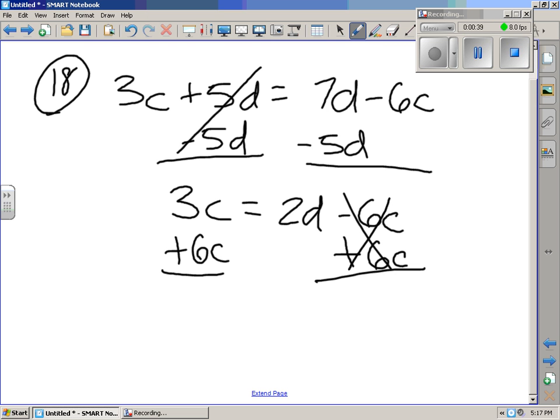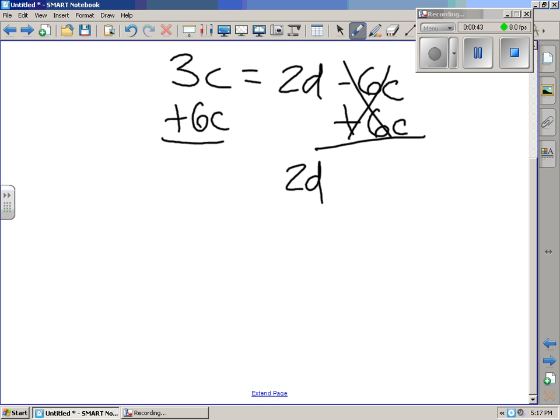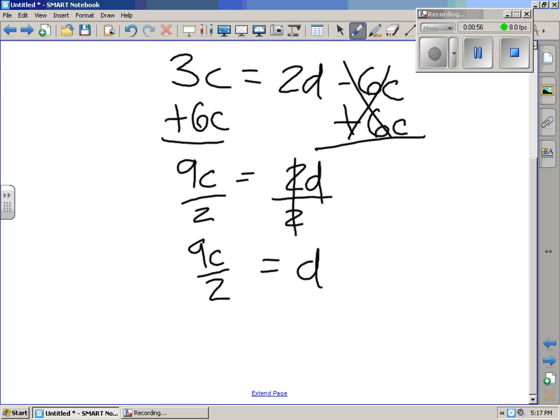Using inverse operations, negative 6c plus 6c equals 0, so we're left with 2d. On the left side, we get 9c. Final step to get d alone, we divide each side by 2. Over here, 2 over 2 equals 1, so we get 1d. On the left side, we have 9c divided by 2. So d equals 9c divided by 2.